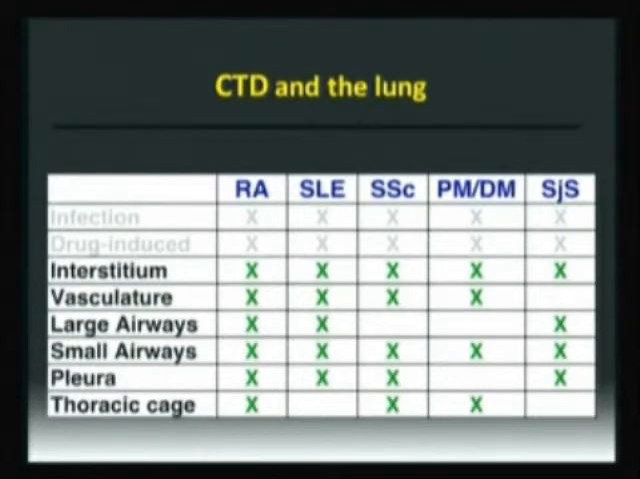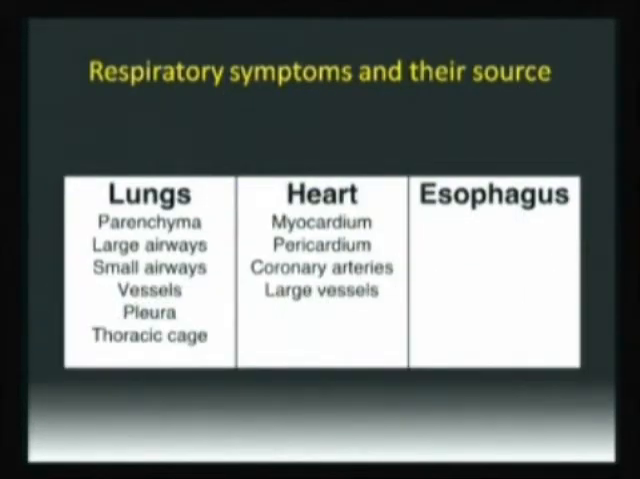Not only that, you then have the interstitium, the vasculature, the airways, large and small, the pleura, the thoracic cage, which can all be involved in all of these diseases. So it's very clear-cut that it's impossible for a rheumatologist not to deal with a pulmonologist, and impossible for a pulmonologist not to deal with a rheumatologist. The respiratory symptoms in connective tissue disease come from the lung, they can come from the heart, of course, and sometimes they come from the esophagus in patients with scleroderma.